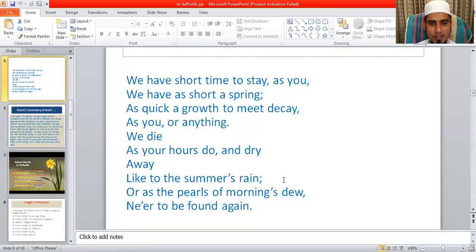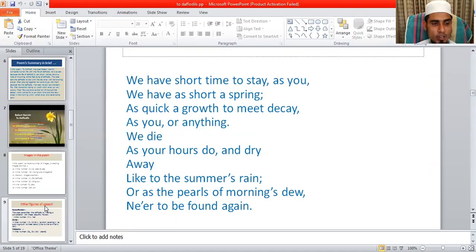You can mention that as the pearls of morning dew. This is also an example. Pearls of the morning dew. This is also an example of simile. So in this way.